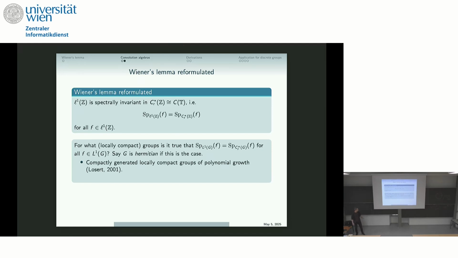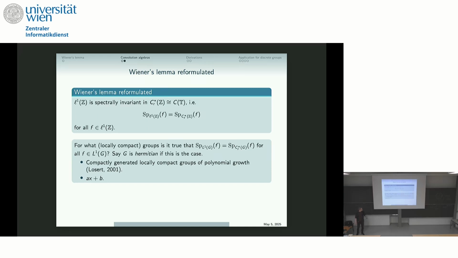By a result of Viktor Losert from 2001, this is true whenever my group is compactly generated, or finitely generated in the discrete case, a locally compact group, and I have polynomial growth. I'll get to what polynomial growth means later, but for the people who know already, this is still very much state of the art. Those are not all the groups we know it for, however. We also know it, for example, for the ax plus b group and some individual other examples, but they're studied more on a case-by-case basis rather than by providing an entire class for which you know this property.